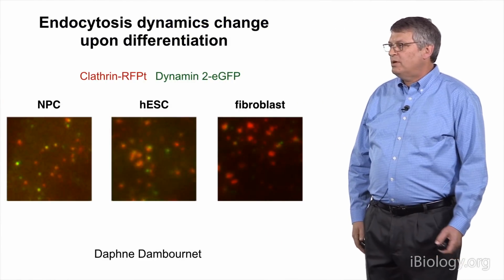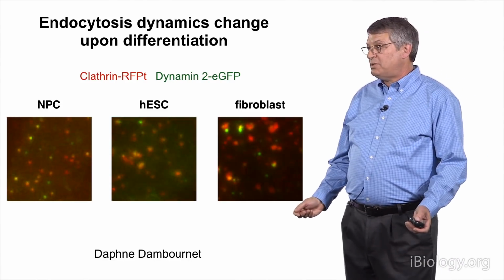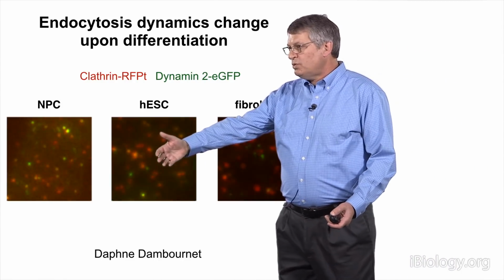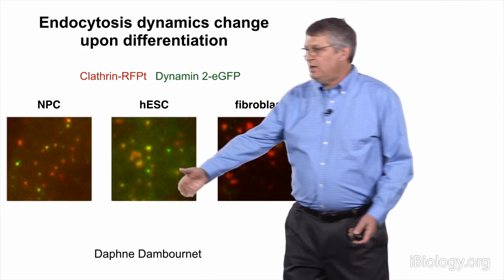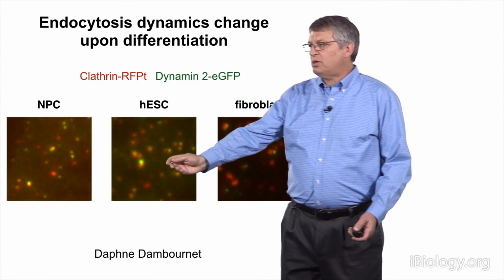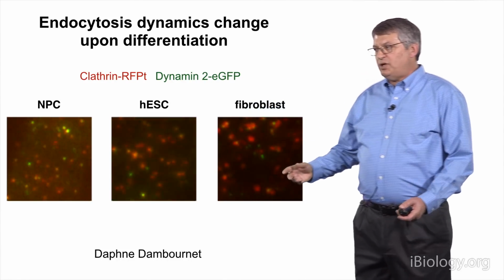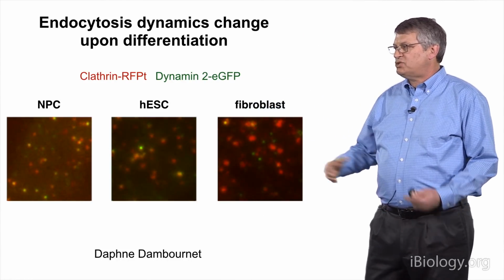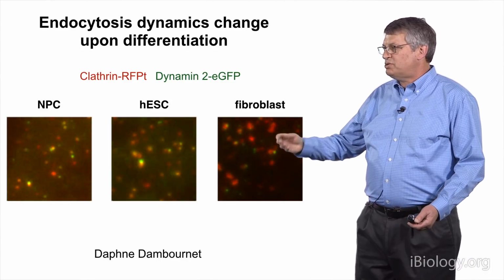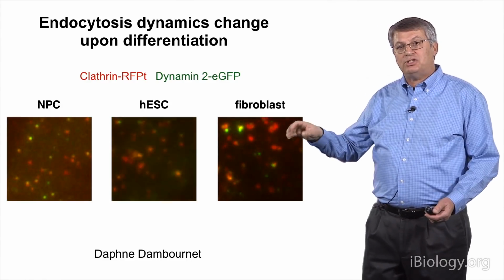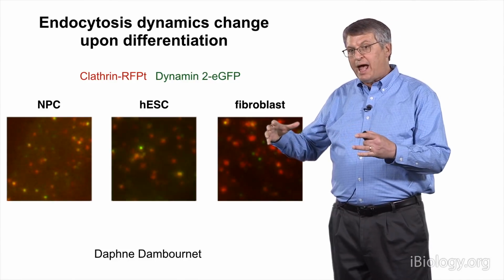And so Daphne Dambournet engineered human embryonic stem cells, shown in the middle, to express Clathrin RFP and Dynamin GFP. And she could see that the endocytic structures were somewhat large, but they were red and then they turned green. When she differentiated these into fibroblasts, the Clathrin structures became huge. And what we often see is that one of these structures flashes with green many times.